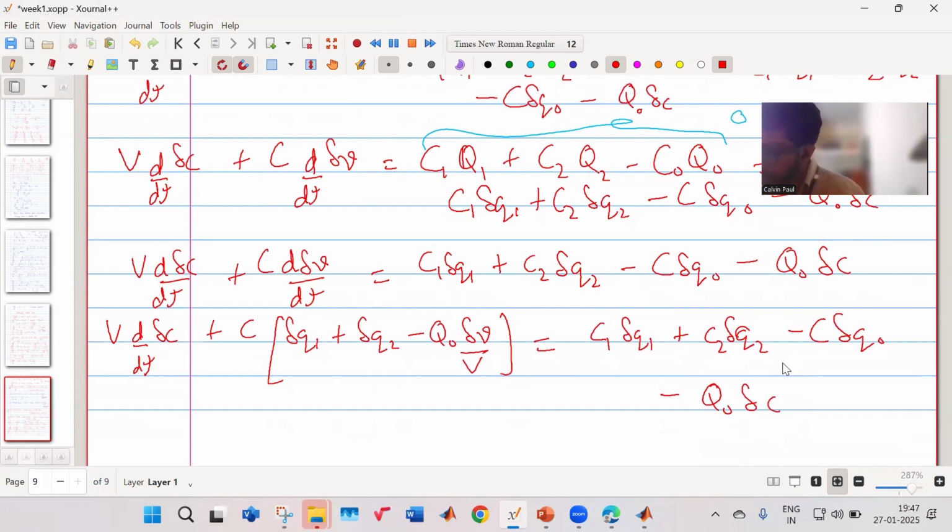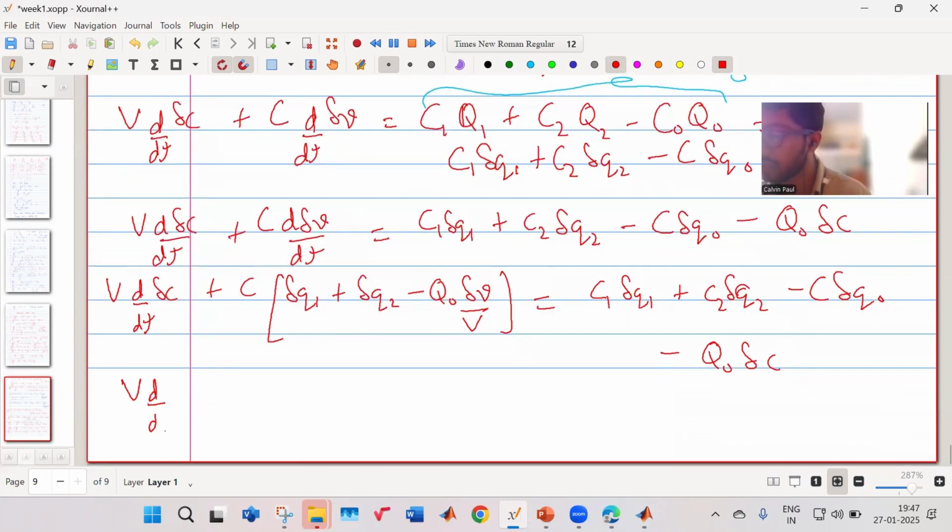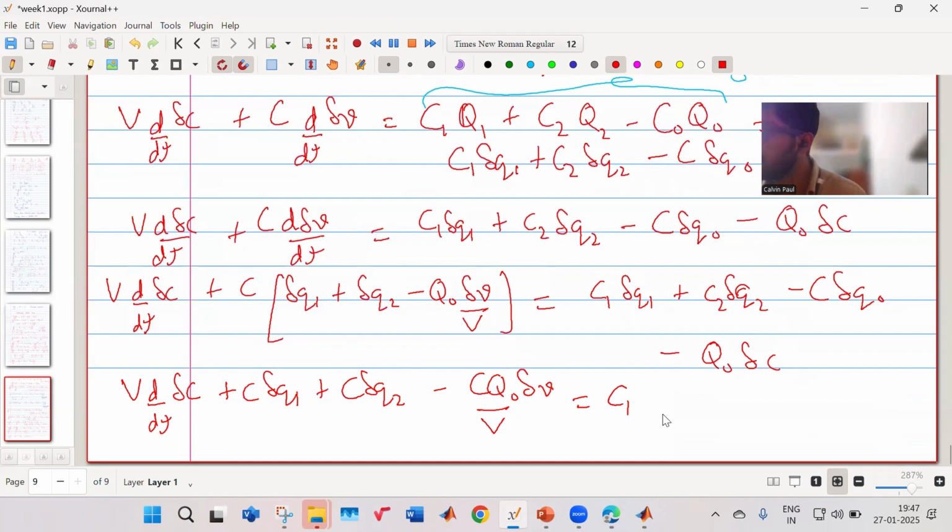So this we will further write as V into d/dt of delta C plus C delta Q1 plus C delta Q2 minus C into Q naught delta V upon V is equal to C1 delta Q1 plus C2 delta Q2 minus C into delta Q naught minus Q naught into delta C. Right? So any doubts still here?